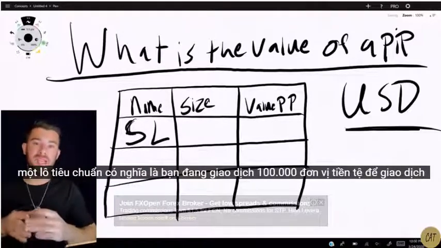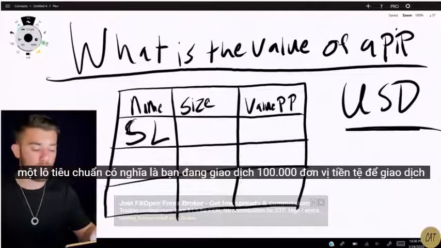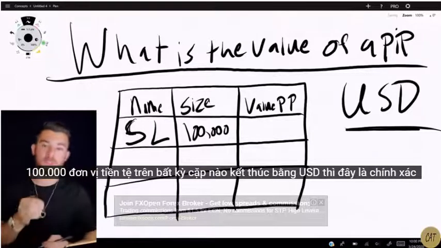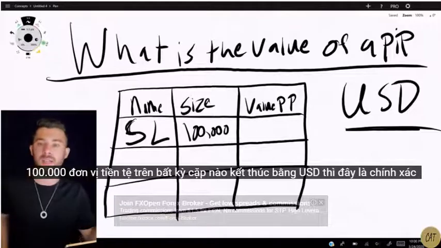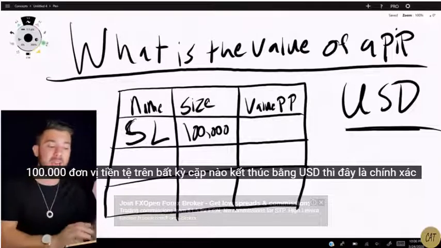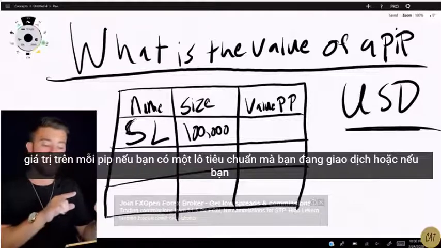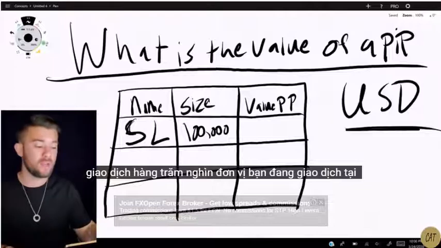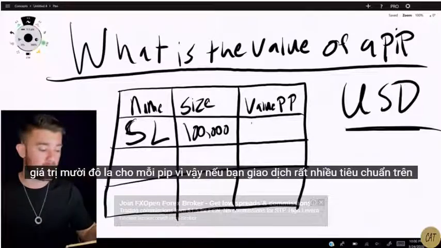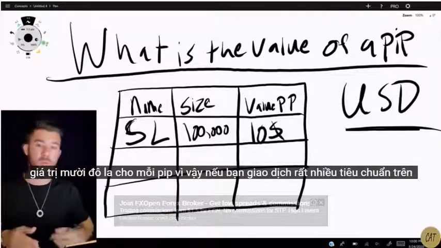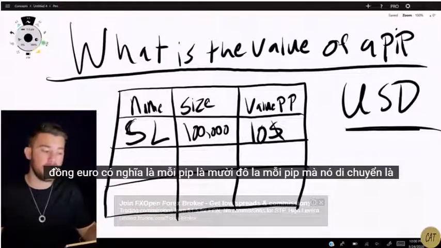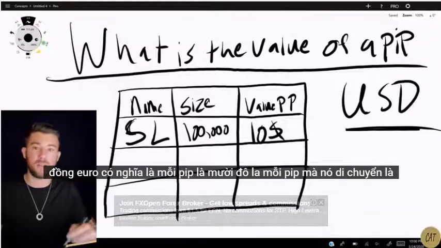Now, if you're trading a standard lot, that means you're trading 100,000 units of currency. So if we're trading 100,000 units of currency on any pair that ends in USD, then this is the exact value per pip. If you have one standard lot, you are trading at a value of $10 per pip. So if you're trading a standard lot on the euro dollar, every pip that it moves is $10.